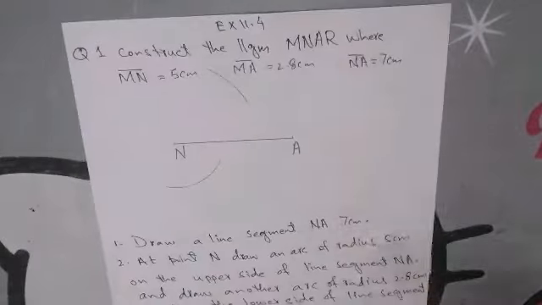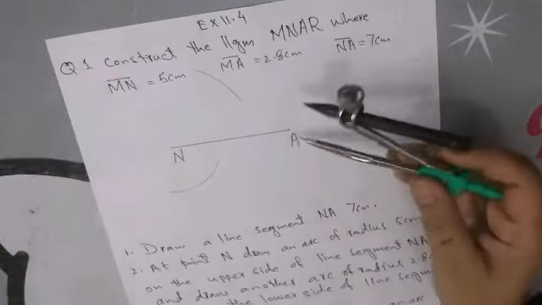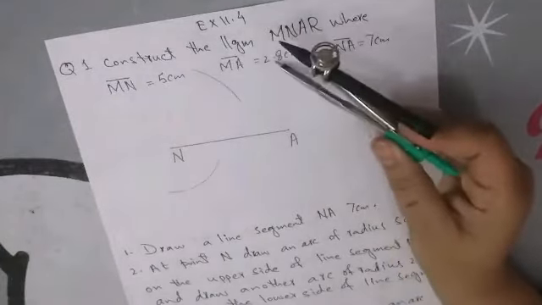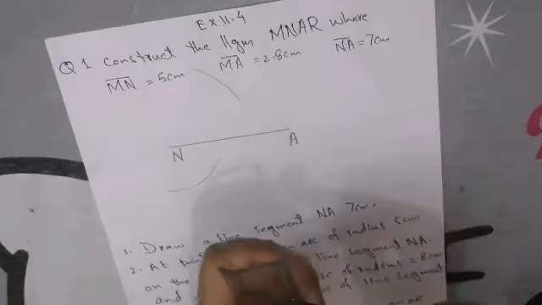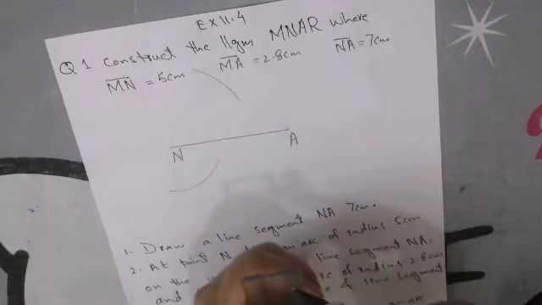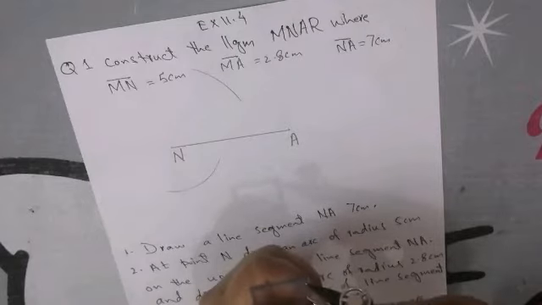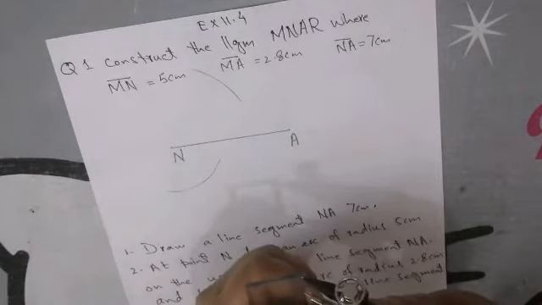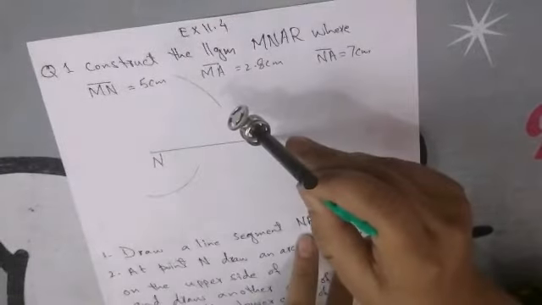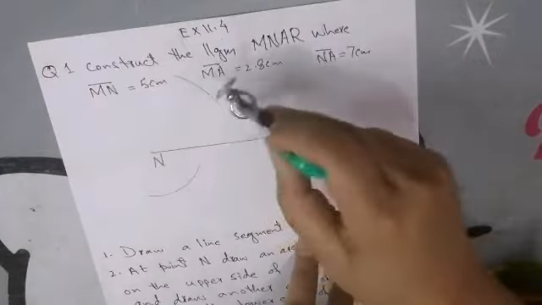2.8 centimeter. Clear? Now the same steps we repeat at point A, but now consider A is the center and draw an arc of radius from MA. What do you have? 2.8. So you open your compass, how much? 2.8 centimeter. So put it at point A and draw an arc.